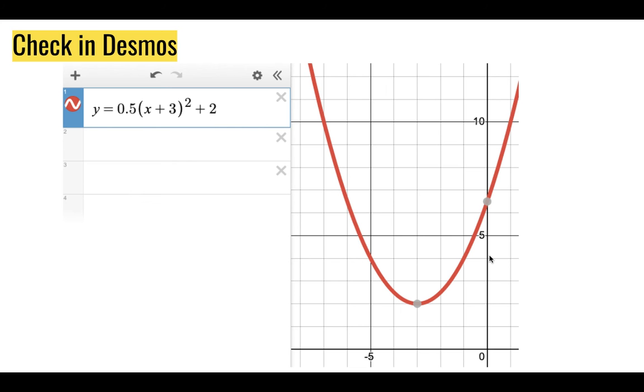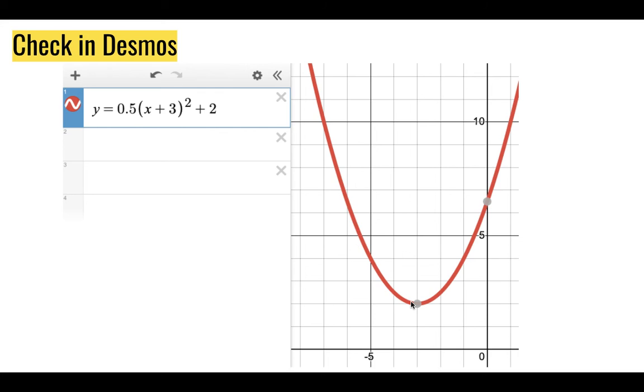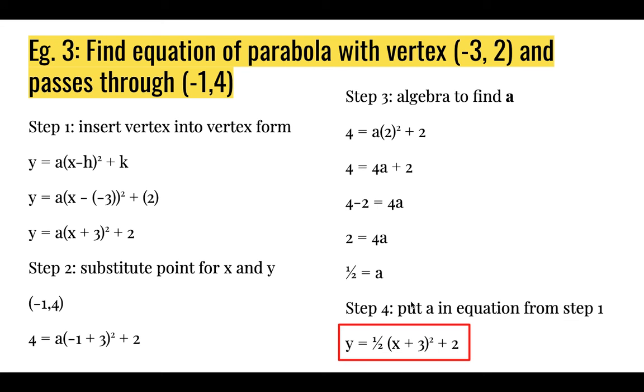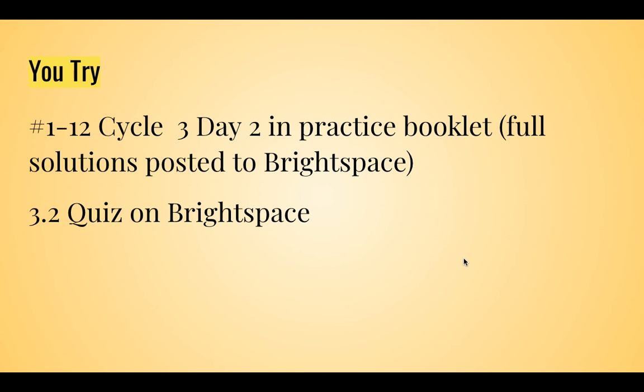And again, you can plot it in Desmos to make sure that it matches. So our vertex is at (-3, 2), right? Okay, and does it pass through the point (-1, 4)? (-1, 4), yes it does. So that's great. Okay, so here are the you try questions.